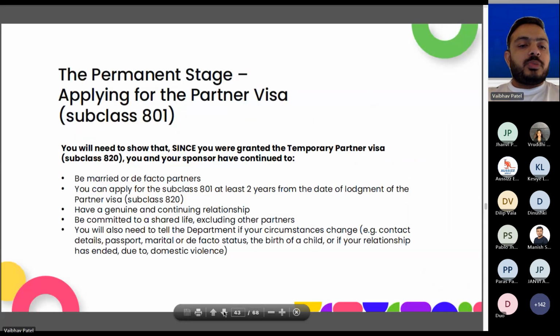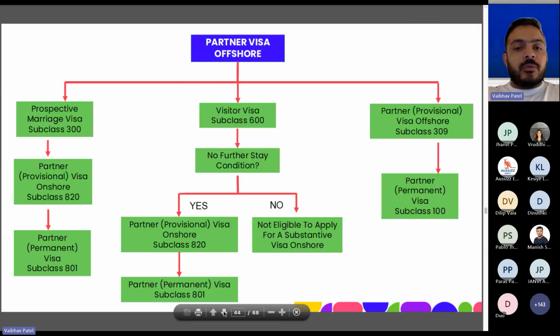Now, for the permanent category in partner visa 801, you have to be in the relationship with your sponsor for at least 2 years from the day you lodged an application. You still have a genuine and continuing relationship with your sponsor or your partner, and you are continuing to live together. You have all your finances together. It's like generally how you normally live with your partner.